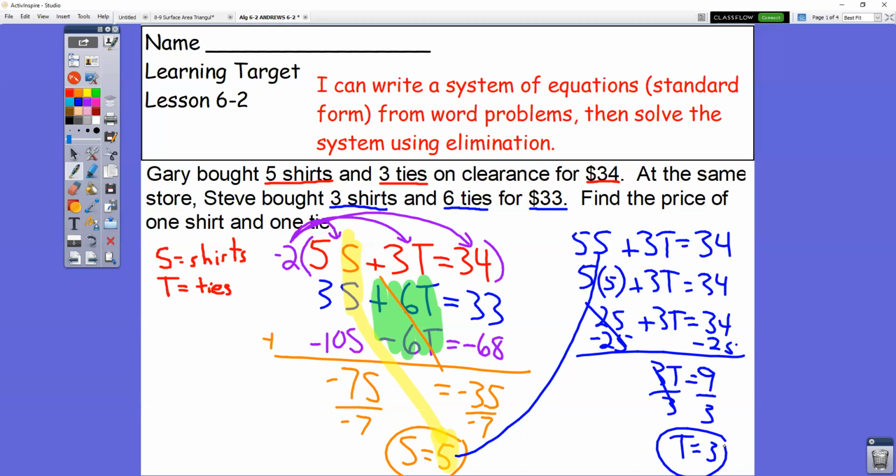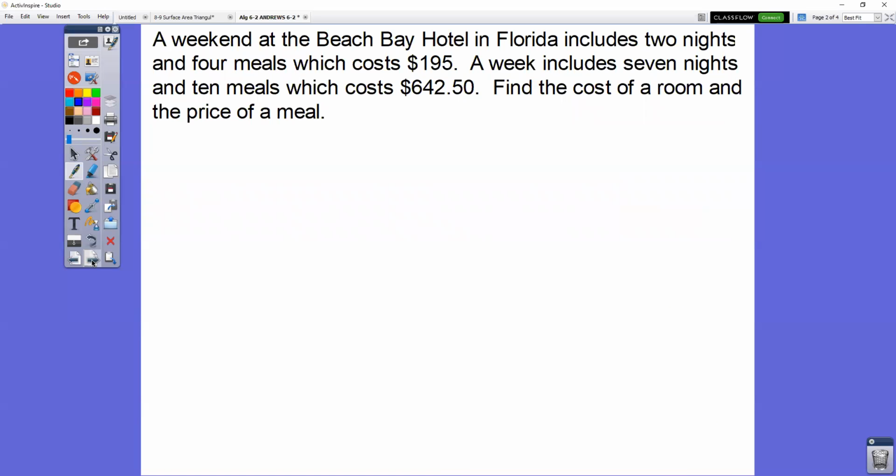So that's what you're going to have to do. Just go step by step through the word problem, set up your equations, and then solve it like we have been. Take a look at this next one, please. I'm going to want you to try this one on your own, all right?